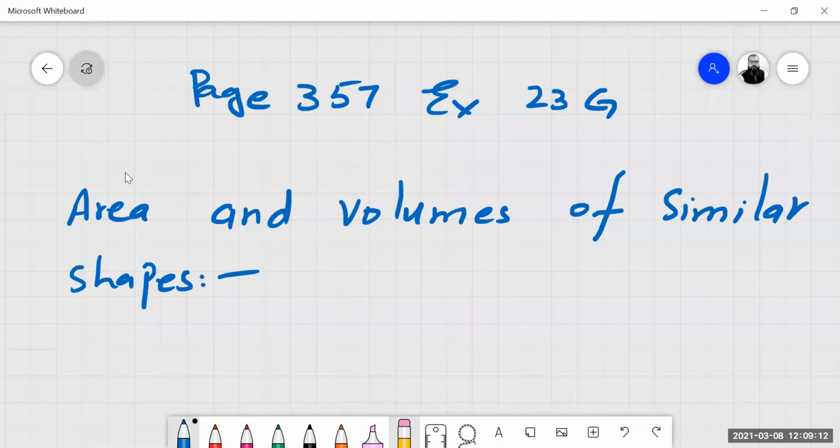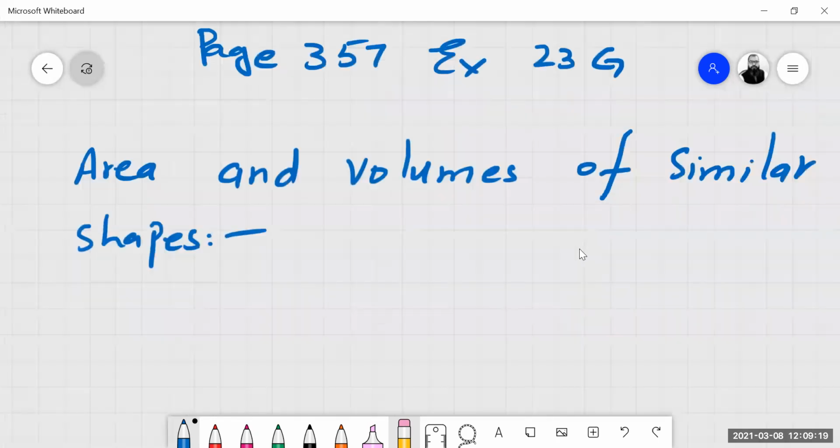Exercise 23G we will discuss today, and the topic is area and volume of similar shapes. As we know, what is the formula for similar shapes? First, we will find the linear scale factor of both shapes. Then the area of the real one is the area of the model multiplied by the area scale factor. Like yesterday we did it, the same situation.